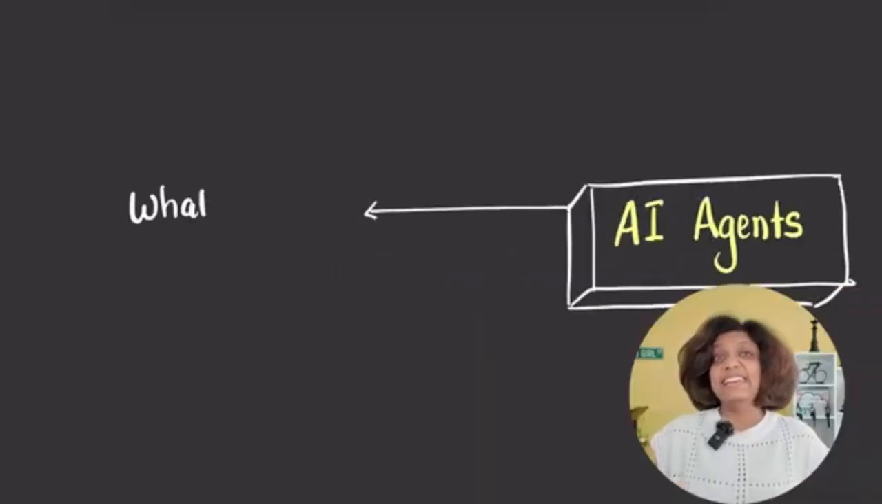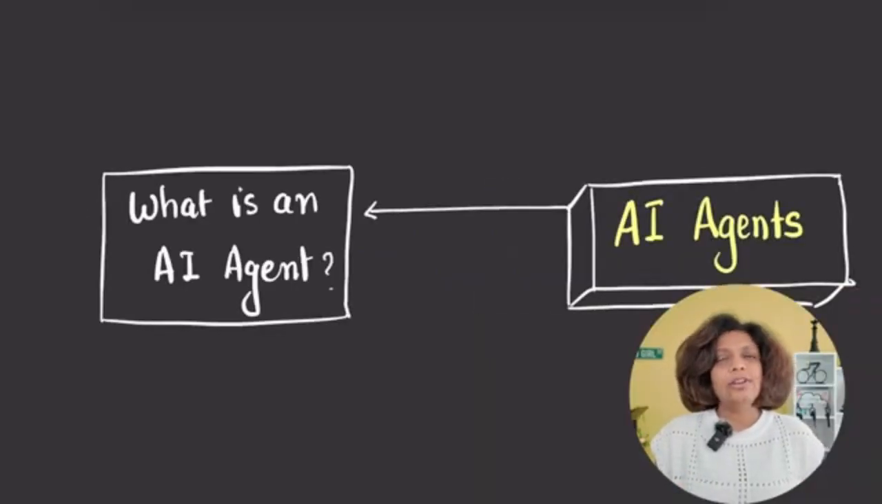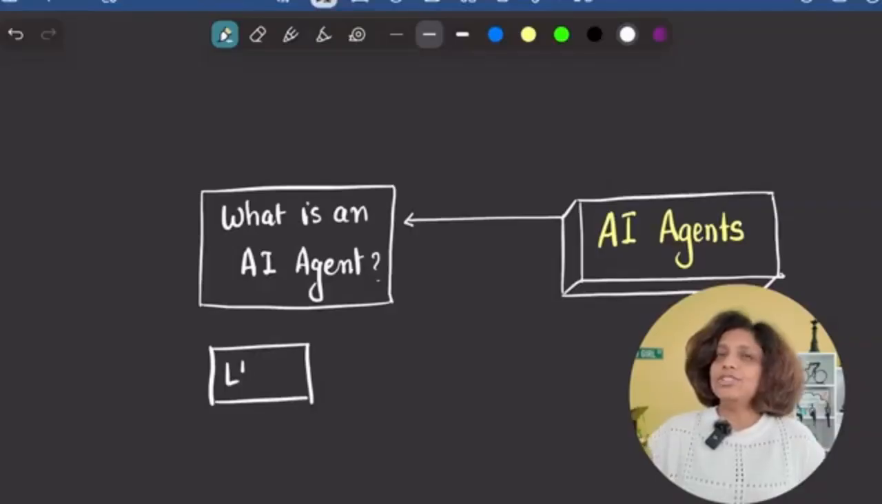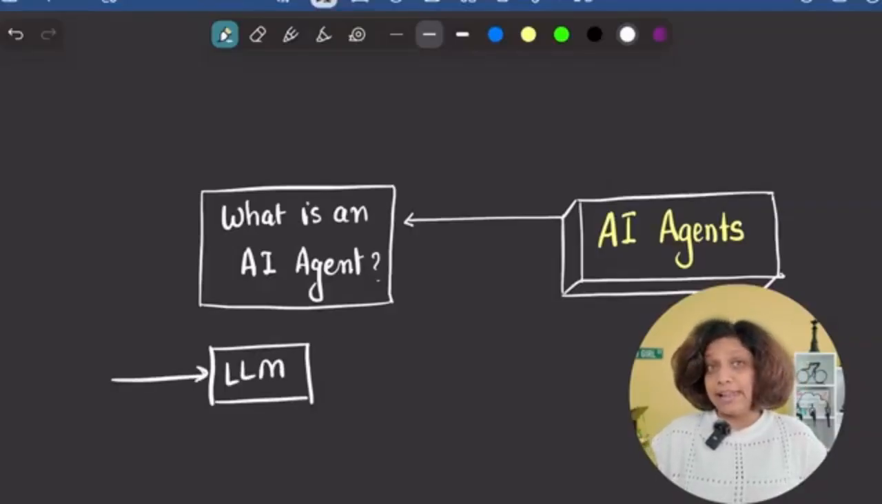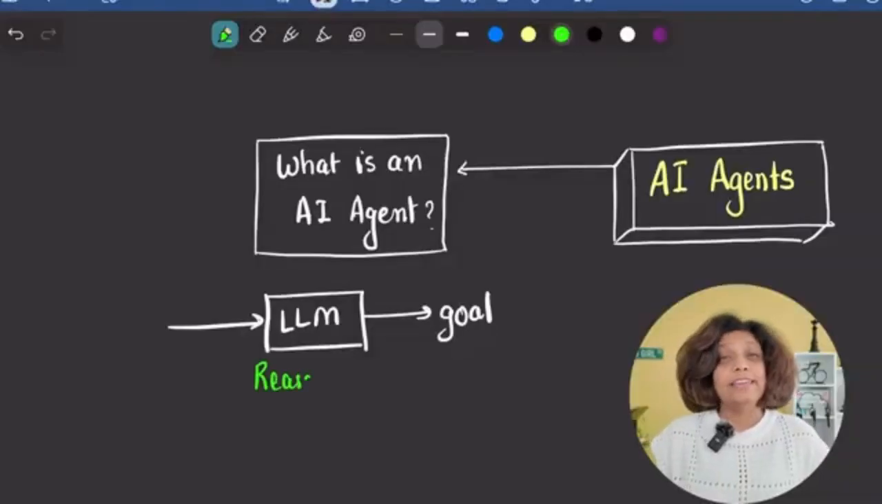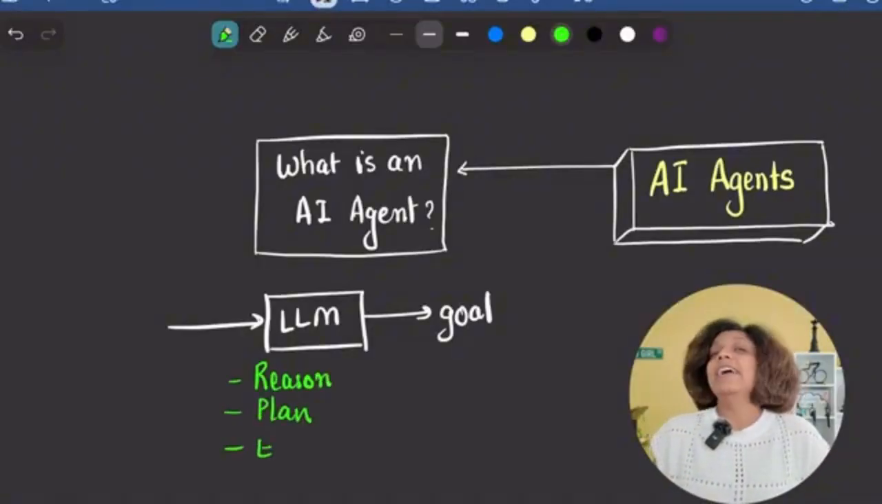Now, what exactly is an AI agent? Here's a simple definition. An AI agent is a system that uses a language model to achieve a user-defined goal. But here's the critical difference that most people miss. AI agents don't just respond. They reason, they plan, and execute actions in the real world.